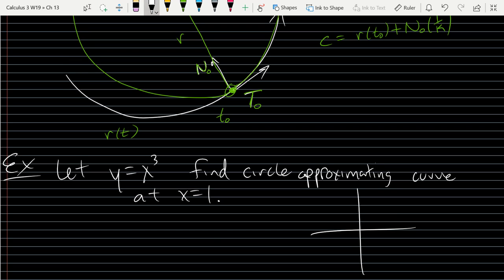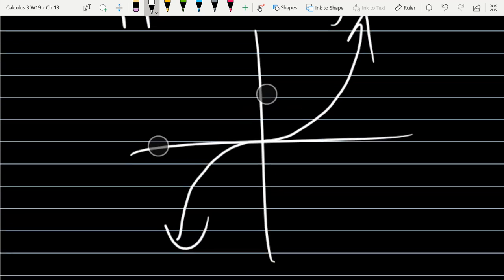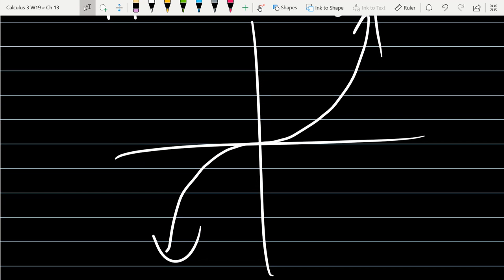So I'm going to graph this out. It's a cubic function, so it's going to look just about like this right here. There is one t value or one point on this curve that would have a bad circle. So let's think about driving along this curve. There's exactly one point that has no curvature: the origin. You're basically going from turning right to turning left.